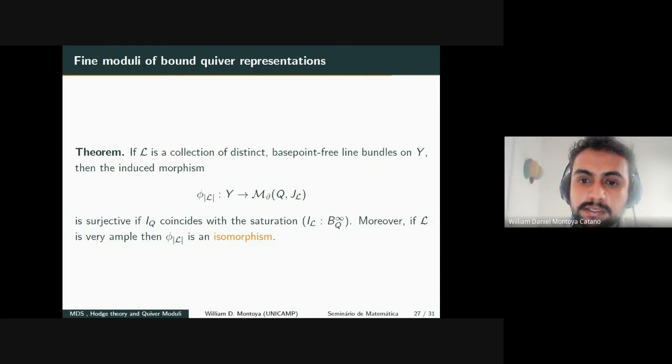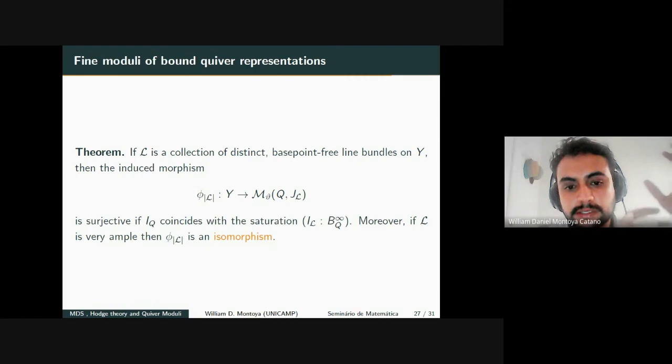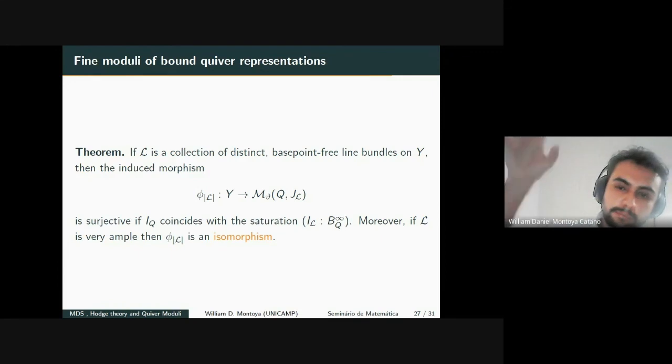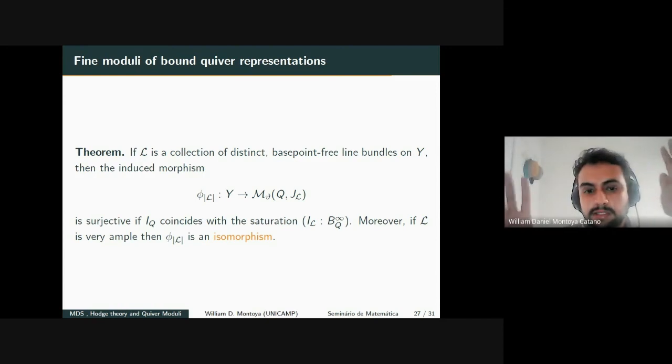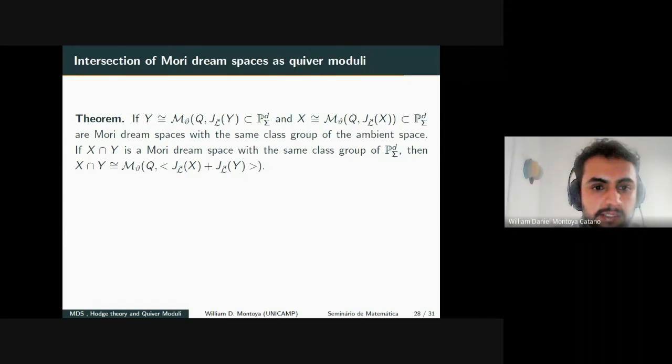And I use this in order to see what happens if I intersect two Mori dream spaces. So my idea was, I have a Mori dream space with which I started, then I construct the toric variety, and then I see how to construct more Mori dream spaces in this variety and see how they intersect with the Mori dream space that I started with. And this is written here. This is my next contribution to the theory. I have two spaces that I can represent with respect to the same toric variety as a quiver moduli.